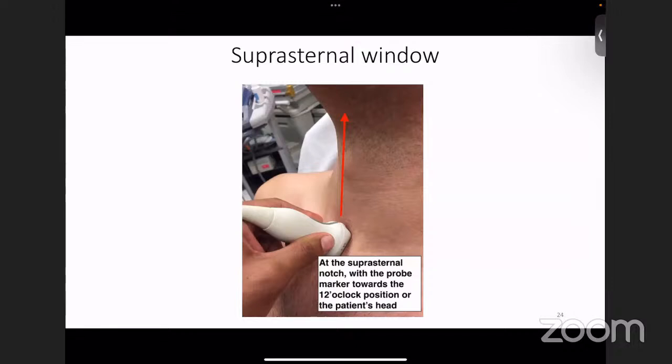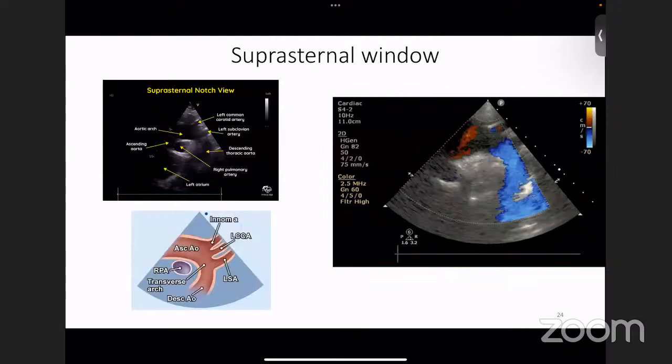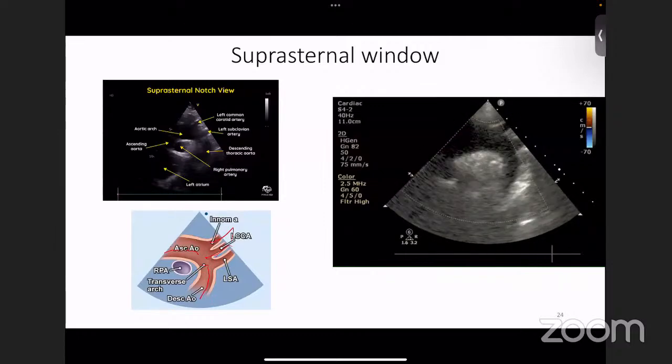Then the suprasternal view, which we don't use commonly. What you do is you keep the probe at the suprasternal notch and direct it towards the heart. The marker should be pointing cephalad, and what we see is this type of image. Okay, so you get to see the ascending aorta, the descending aorta, and the great vessels.